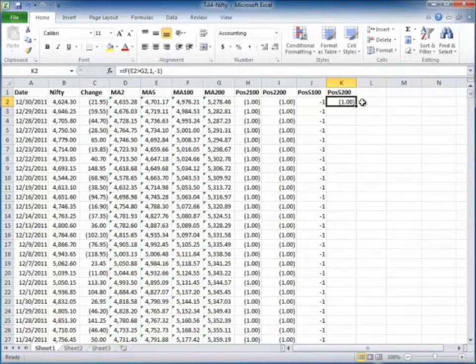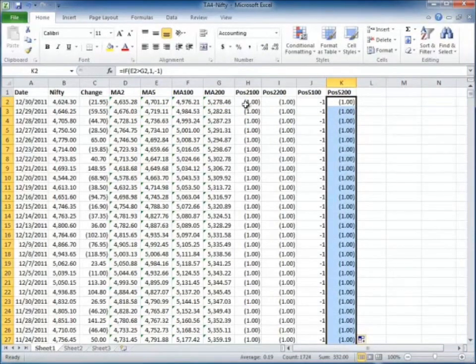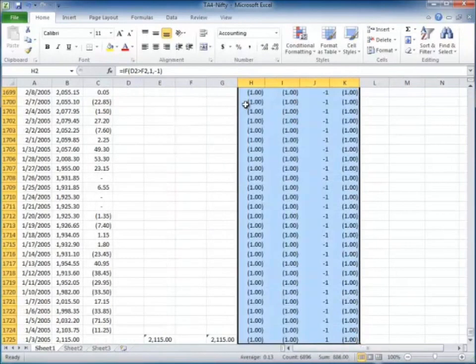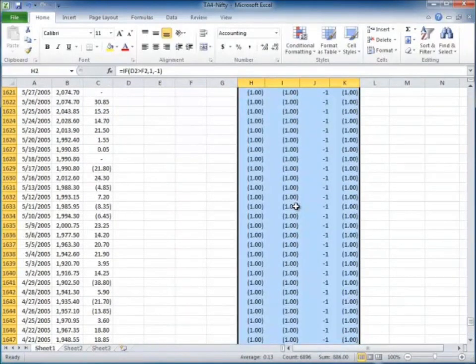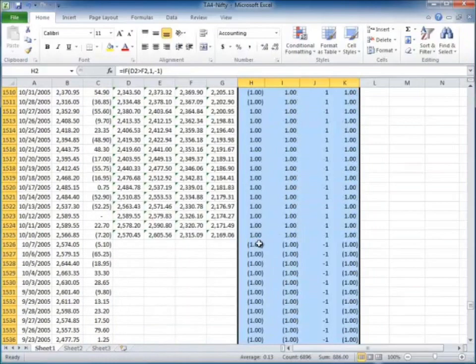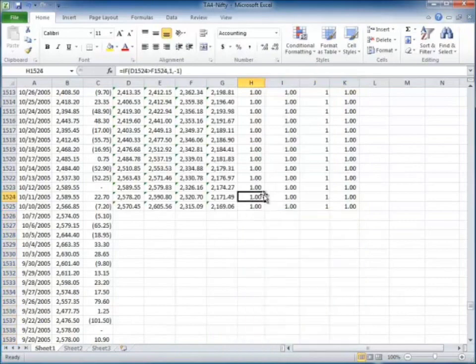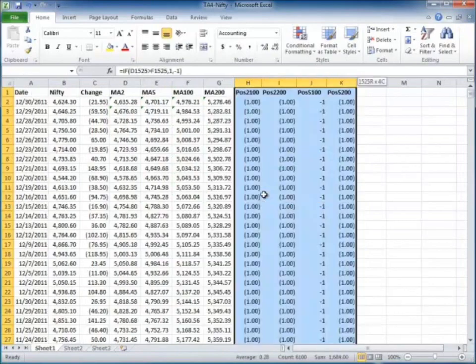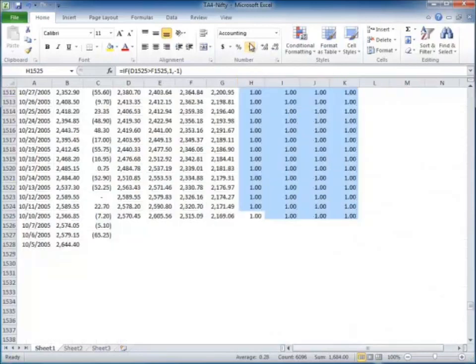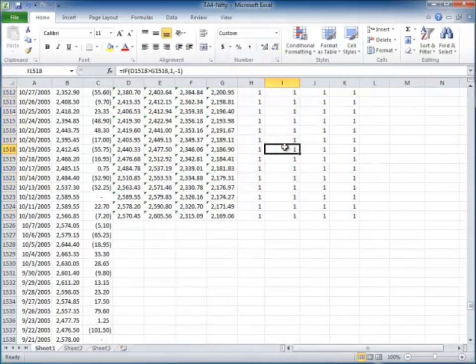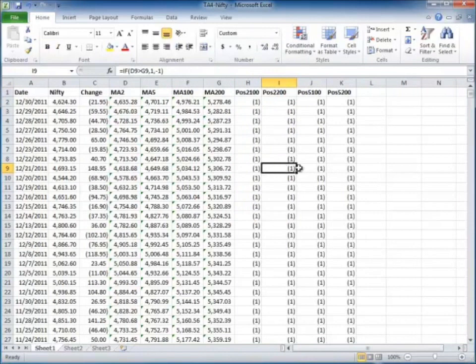Alright, so let's just format this. So again, we now want to get rid of these data points here. And I also want to format it so it looks a little cleaner. So again, we're just going to have 1s and -1s, right? 1 means a long position, -1 means a short position. And now I'll calculate the profit from each of these.